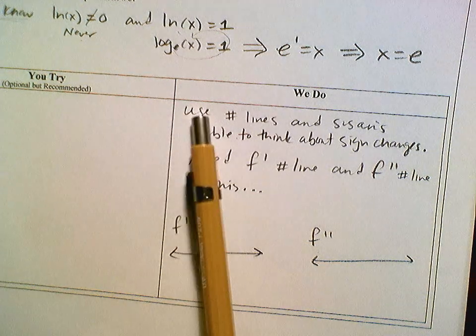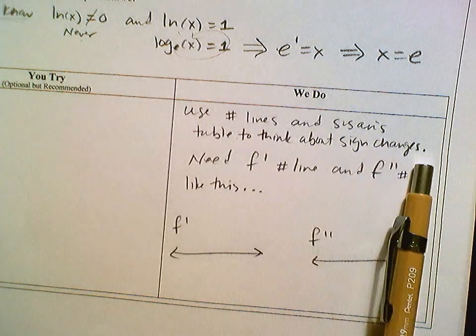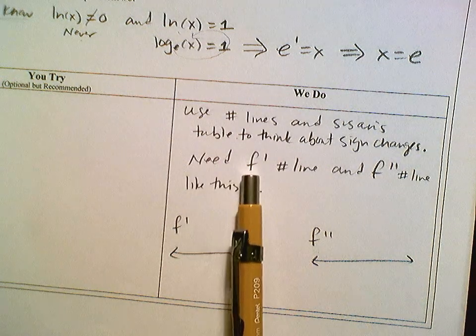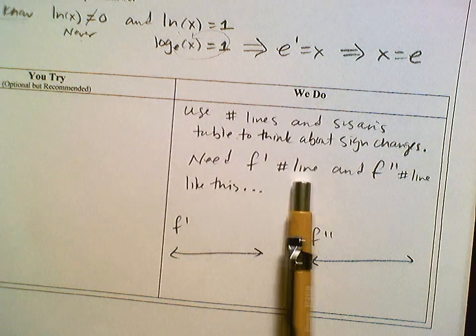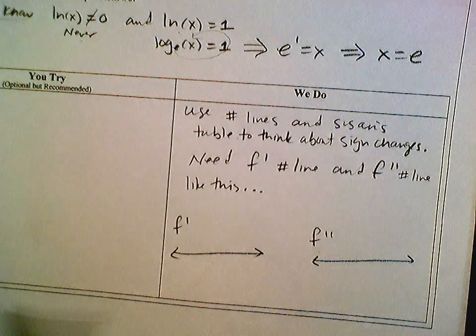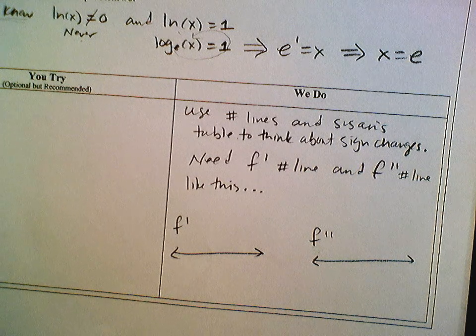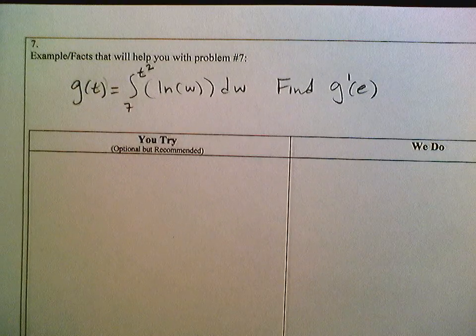In addition to that, use number lines and a sign table to think about sign changes. You need an f prime number line and an f double prime number line like this. And then you've got to get critical numbers and look for sign changes. Okay, 7. Here is a similar example.